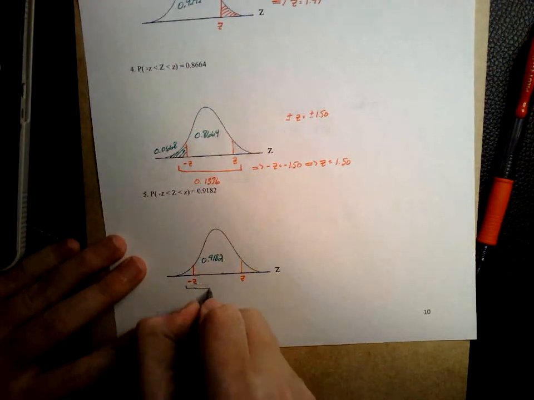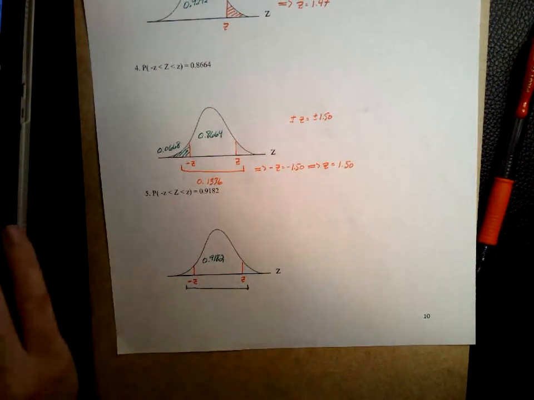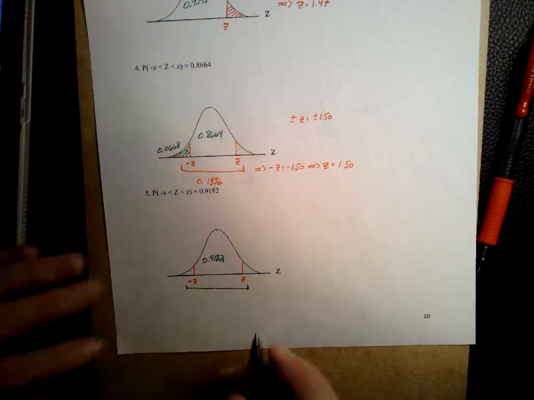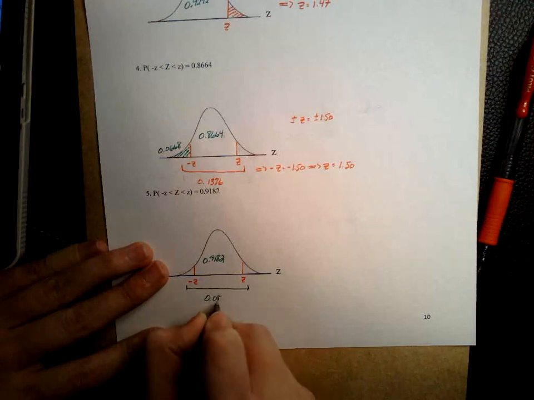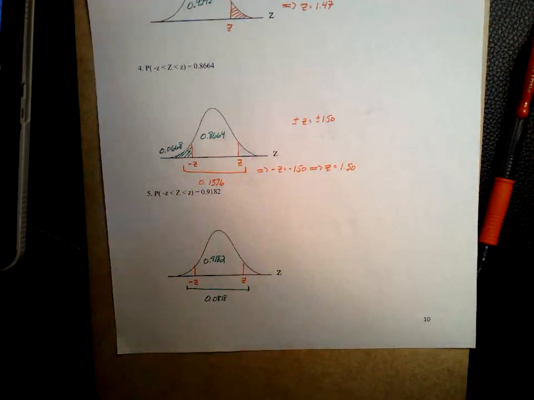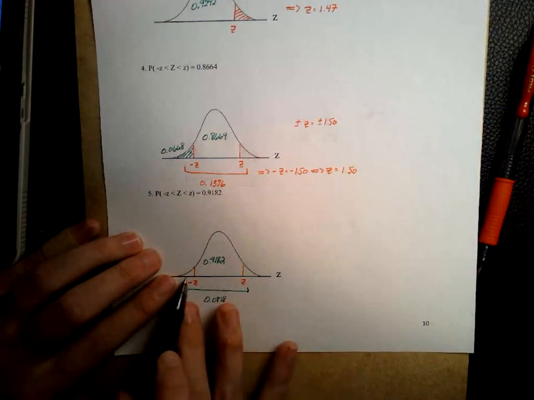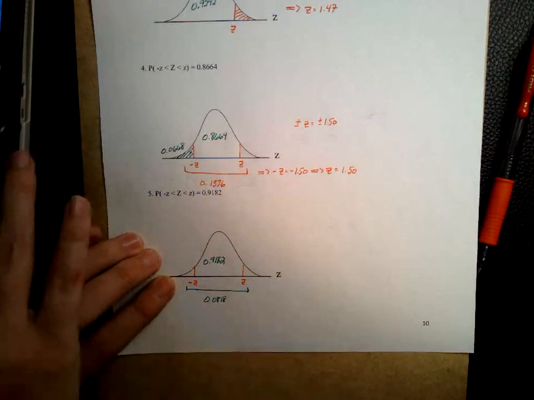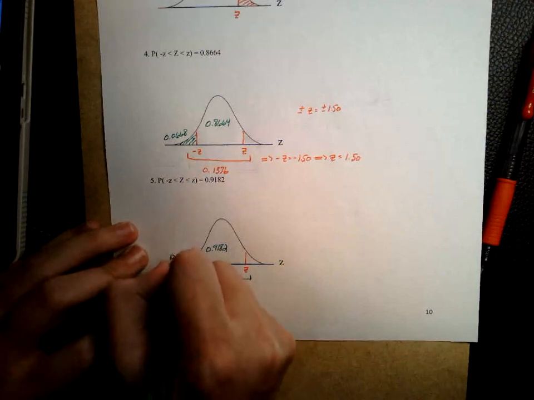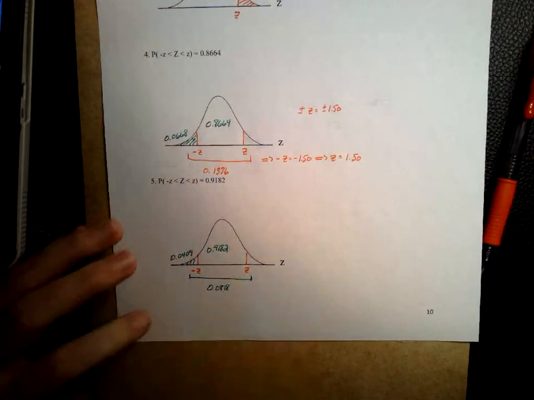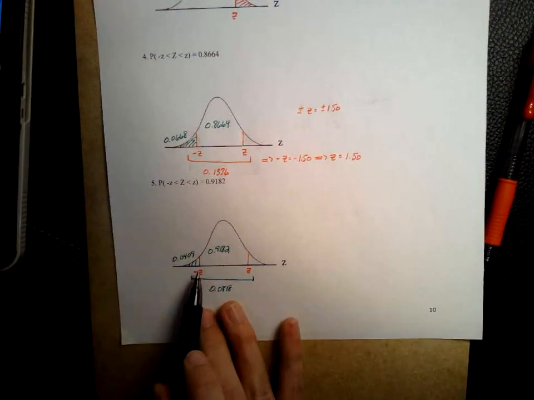Then the area in these two tails added together should be 1 minus that. And if I do 1 minus 0.9182, the area in both of those tails added together should give me 0.0818. And using the same idea, the standard normal distribution is symmetric, so it has equal area in each of these tails. So therefore, the area in this left-hand tail here is equal to 0.0409.